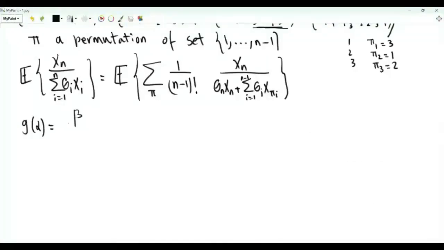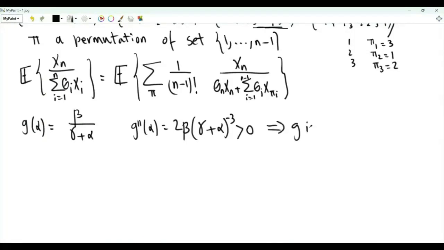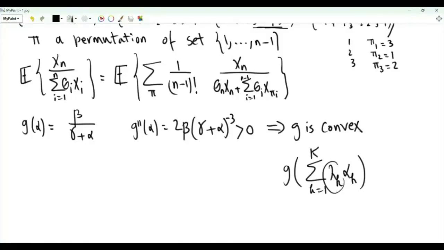Consider function g of alpha that is equal to beta over gamma plus alpha. Beta and gamma are positive real numbers. The second derivative of this function with respect to alpha is equal to 2 beta times (gamma plus alpha) to the power minus 3. The second derivative is positive. Function g is convex. If g is a convex function, then g applied to a convex combination of the alphas, where those lambdas are non-negative and their sum is unity, is upper bounded by the convex combination of g of alpha k, k from 1 to big K.